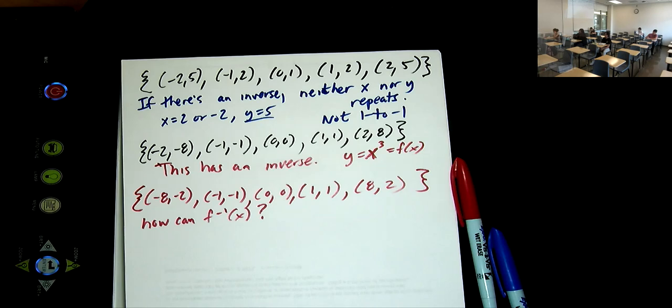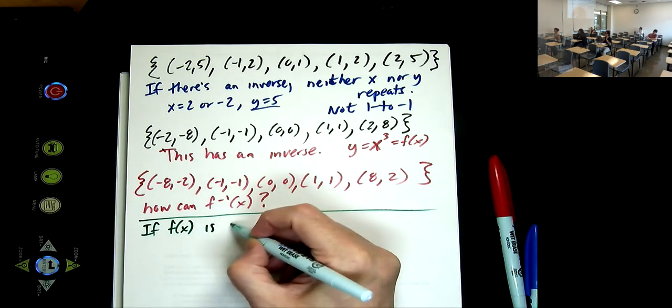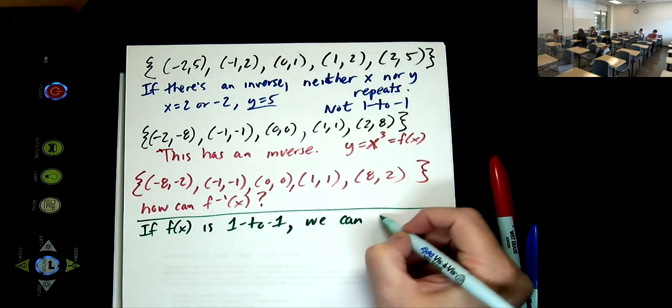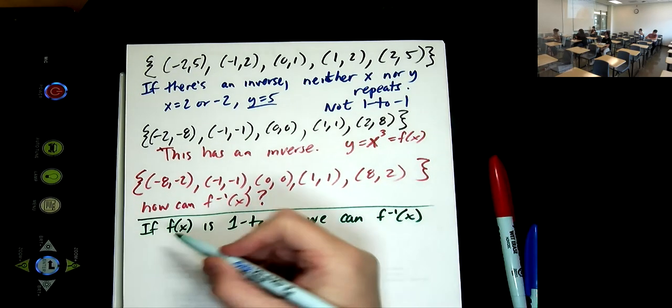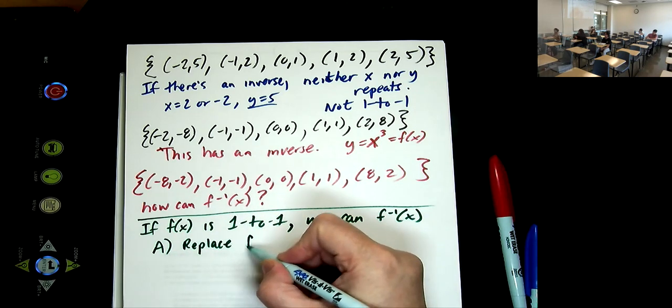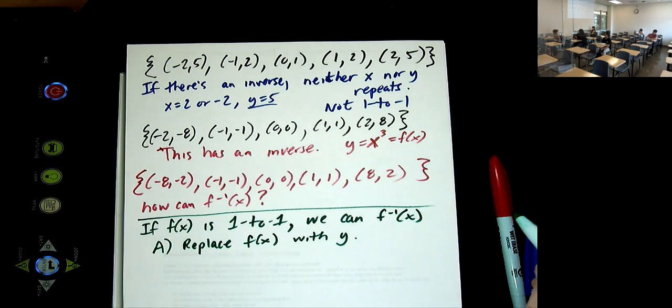If f of x is 1 to 1, we can find f inverse of x by doing these steps. A, replace f of x with y. So we're not going to have the f in there, we're just going to have the y in there. It's doable with the f of x, but it's tedious. It gets really ugly having it in there.